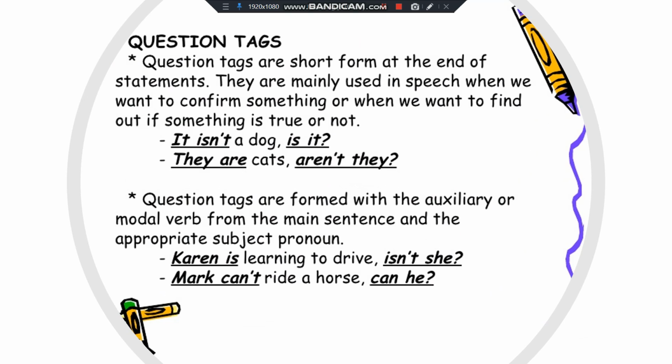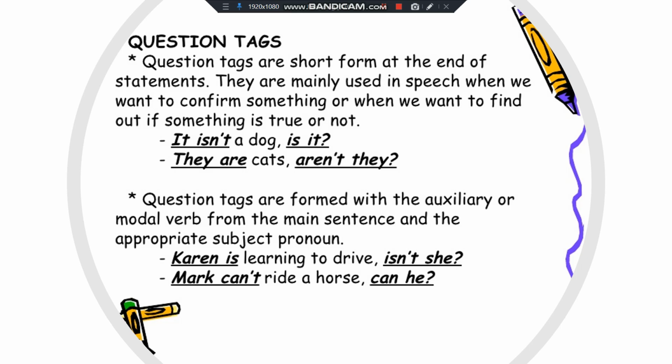Suppose it is not a dog. We want to confirm. So what do we use at the end? It's a negative sentence, so we need to use a positive question tag. Is it? They are cats. It's a positive sentence. Aren't they? Here we are using a negative question tag. Remember, my dear children, for a positive sentence, we use negative question tags. For a negative sentence, we use a positive question tag.